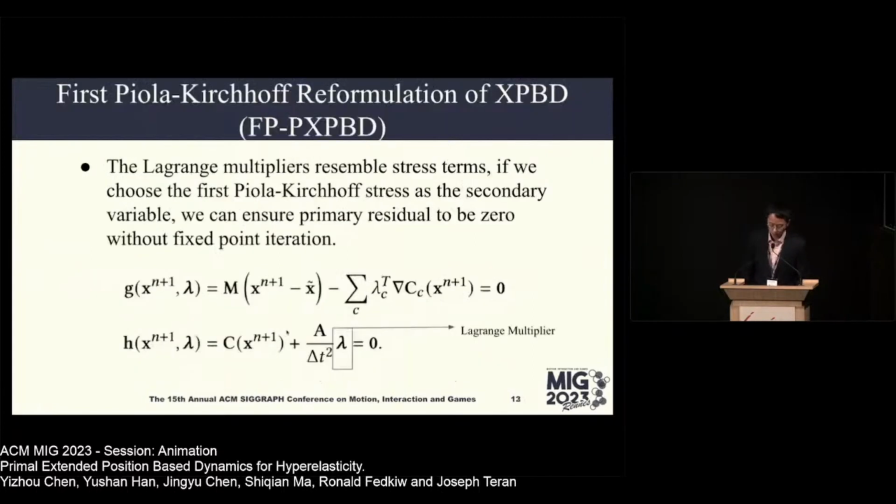So another approach we took was that we made the observation that the Lagrange multipliers in the XPBD algorithm resemble the stress terms that come from FEM discretization. So we just change it to the first Piola-Kirchhoff stress as the secondary variable. And by doing that, we can try to make sure G is 0 without doing the fixed point iterations I was talking about.